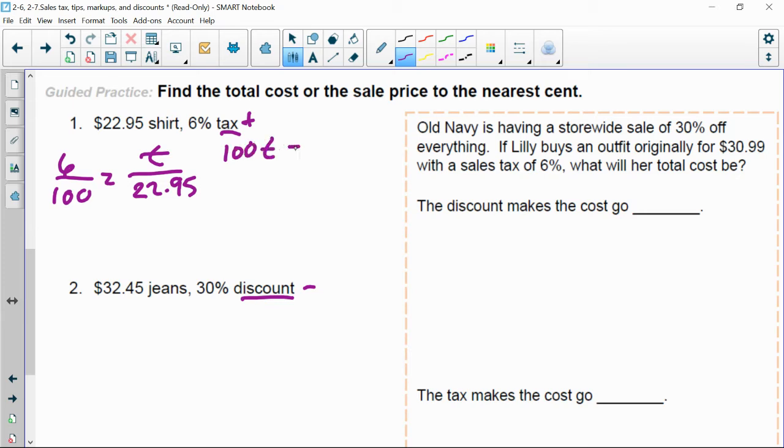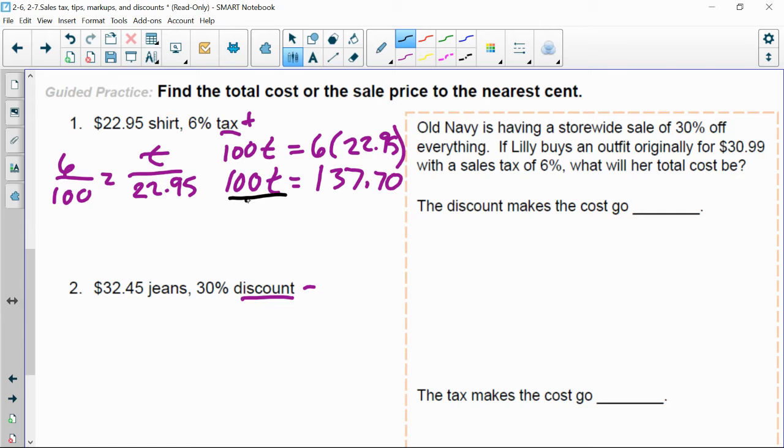Then do your cross products. 100T equals whatever 6 times $22.95 is. All right, and to save some time, I'm going to go ahead and whip that out onto the calculator. 6 times the 22.95, and if you already did it yourself, you can be self-checking your work. Okay, 137.70. Now, do I really need to put that zero? No, but because in my mind I'm thinking money, I always put one so it's at the nearest hundredth.